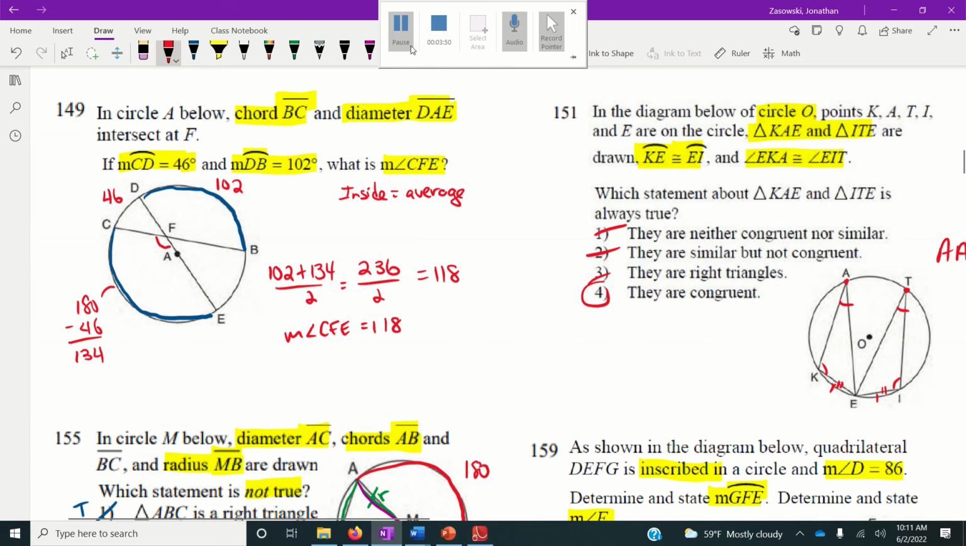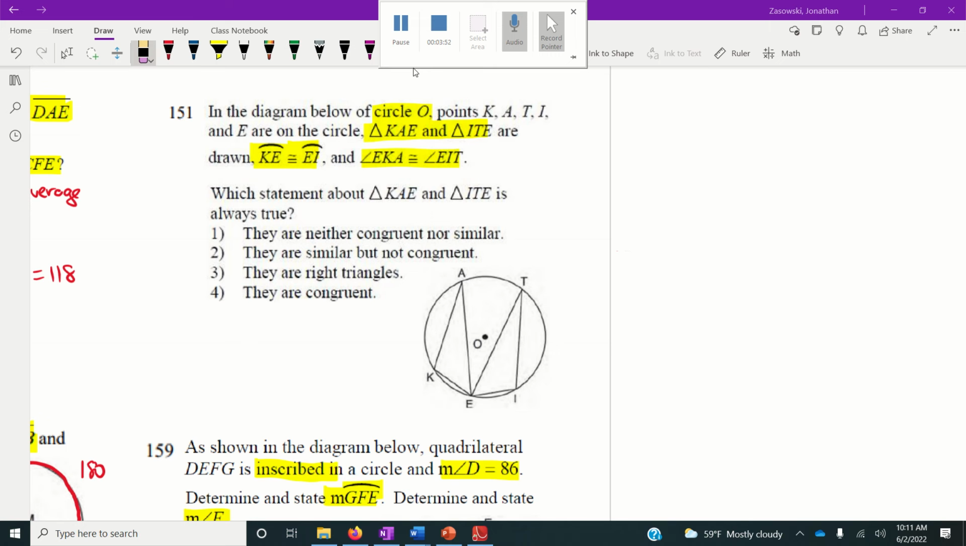All right, let's take a look at 151. Now in 151, we have circle O. We have the points K, A, T, I, which are going around the circle. The two triangles are given as KAE and ITE. We know that this arc KE, which is down here, is equal to EI.